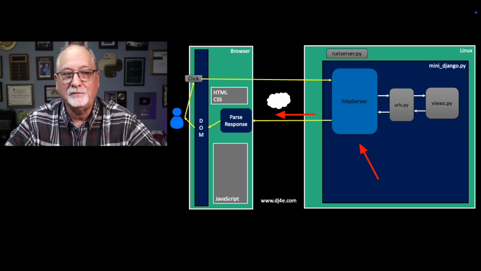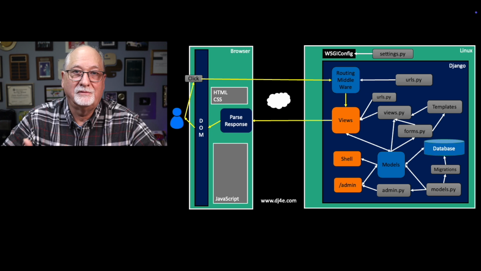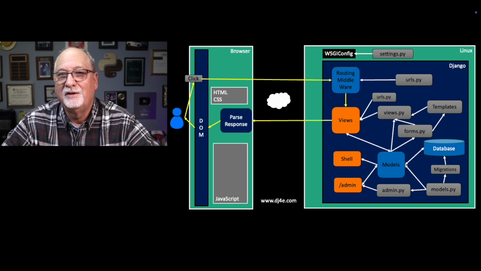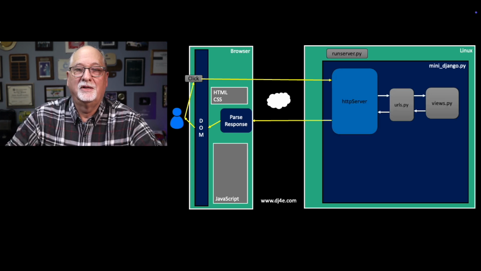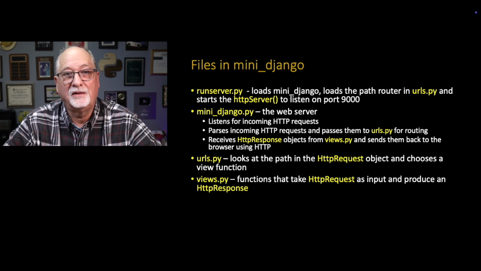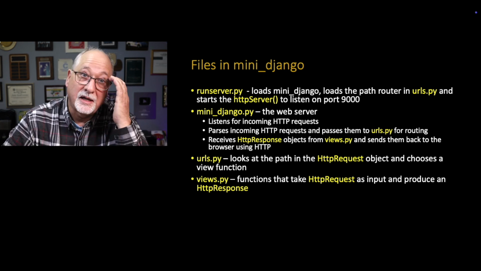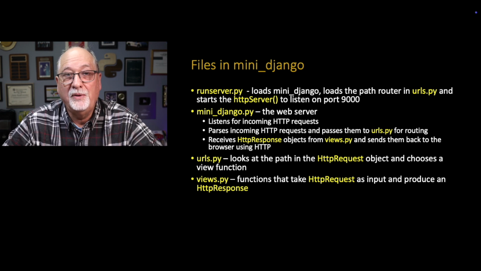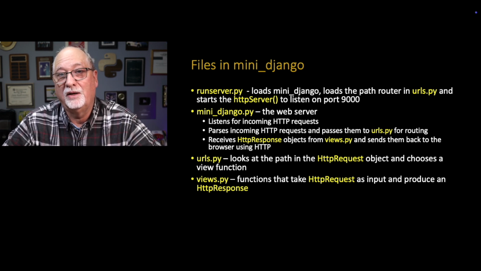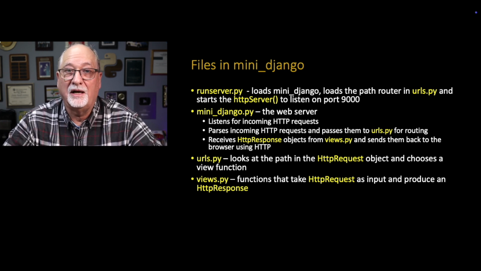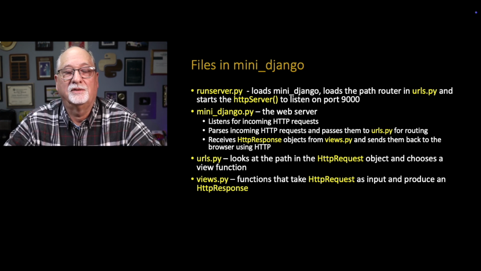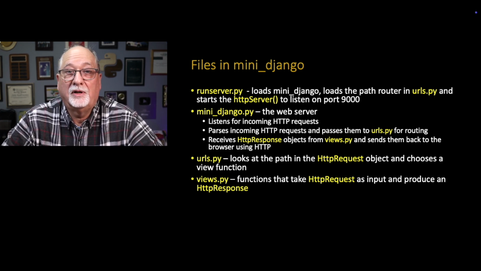And if you look at how Django itself works, it's just a more flexible and more rich and more intricate version of this little thing that I call Mini-Django. So if you check out Mini-Django, you'll see that it really is just 4 files and some documentation. The runserver.py loads the Mini-Django library and loads the path router in urls.py and starts the HTTP server. There always has to be a process listening on the port to accept the connections. The web server is the library, the framework.